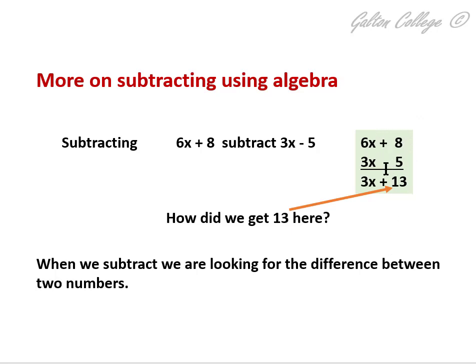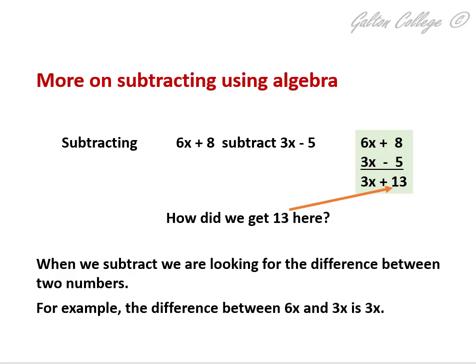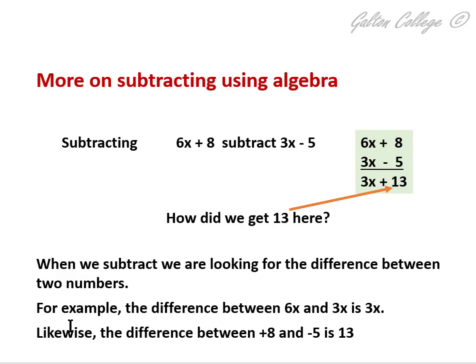We've got minus 5. We've got to take 5 to get to 0, and then 8. 5 and 8, 13. The difference between plus 8 and minus 5 is plus 13. So, for example, the difference between 6x and 3x is 3x. Just subtract them. The difference between plus 8 and minus 5 is 13.